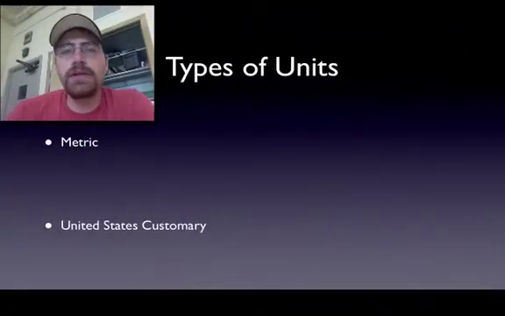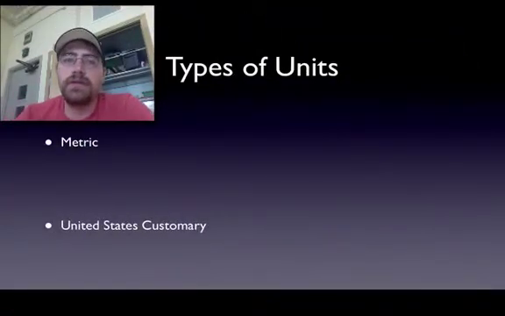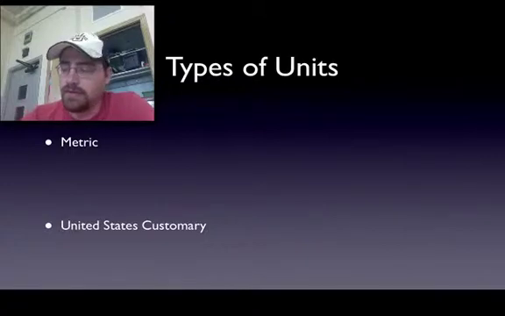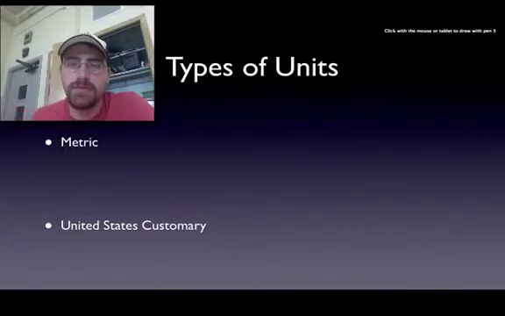So the first thing we need to know about when we're measuring things are the types of units. And in Everyday Math, and this year in 3rd grade, you're going to look at 2 different types of units. One is called the metric system, and the other is called the United States Customary System. Let's talk about the metric system first.